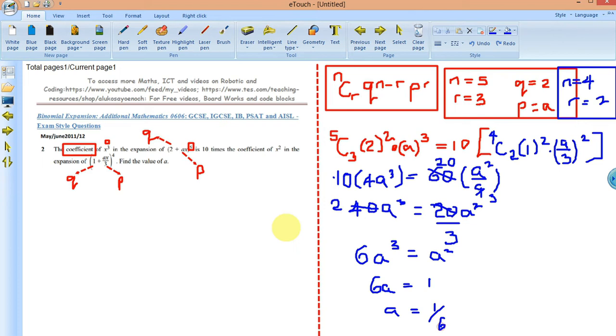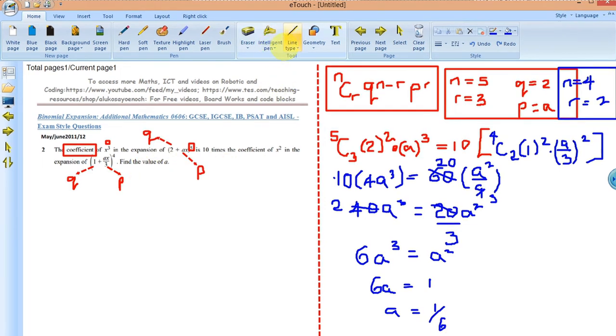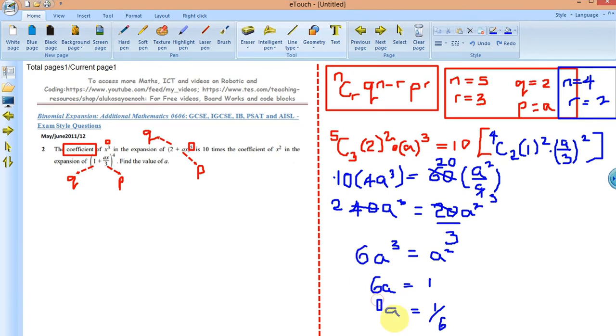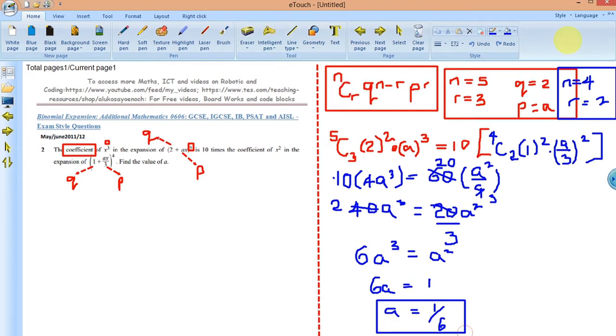And if we go back to the question, it asks us to find the value of a. So guys, the value of a is 1 over 6. So this is the end of the first question, guys. Hope it is clear. Let's go to the next question.